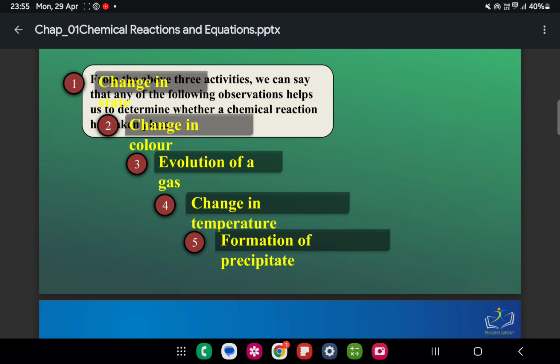When chemical reactions take place, I will read the sentence behind that one. From the above three activities, we can say that any of the following observations helps to determine whether a chemical reaction takes place. Above means the iron will be rusted, and some of the chemical reactions we can see.